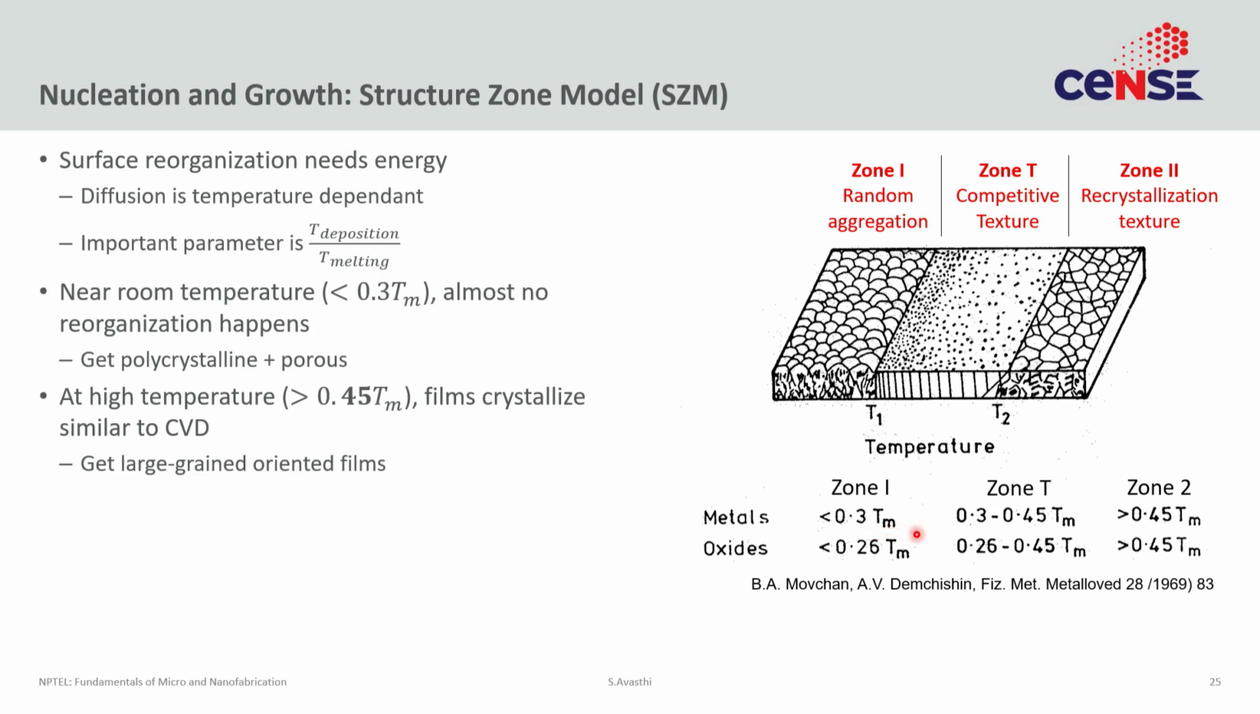As you go above 0.3 but less than say 0.45 of the melting point, you start getting some texture, you start getting grains, oriented grains, some columnar growth. Only above 0.45 of the melting point did you actually start seeing large grains, oriented films, near epitaxial films. Okay. So, if for some reason you have to use evaporation and you want orientation and crystallinity, you must heat up your substrate. At a lower substrate temperature, typically room temperature, you would always get a polycrystalline, randomly oriented film.